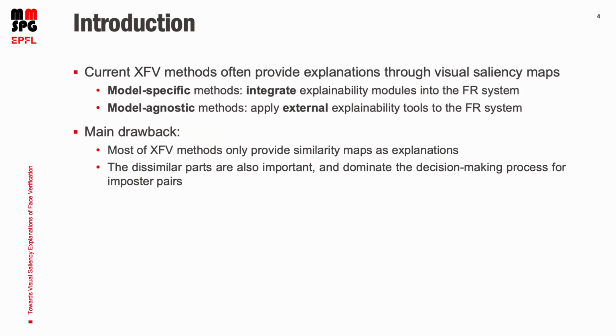The most popular way to perform explainable face verification is to provide visual saliency maps to highlight the discriminative regions. There are typically two types of methods nowadays. The model-specific methods integrate the explainability modules into the face recognition system, while the model-agnostic methods often apply external explainability tools to the face recognition model. However, the main drawback of current explainable face verification methods is that they only provide similarity maps as explanation, but we believe that the dissimilar parts are equally important, as they might dominate the decision-making process when the inputs are imposter pairs.